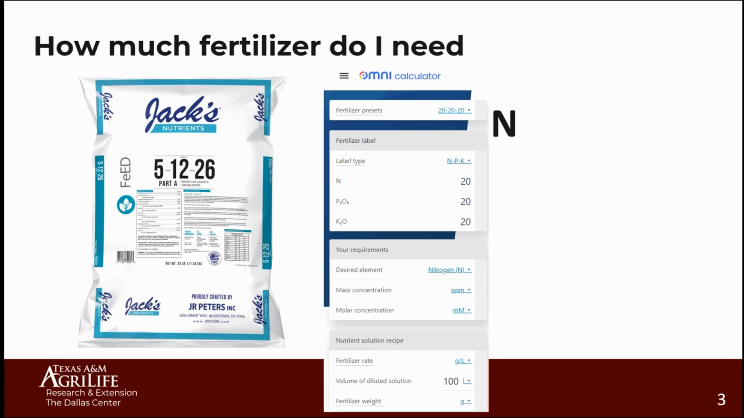It's a water-soluble fertilizer calculator, and Alexis will share the link of this calculator. It's free and online. You can change the label type. Normally it's NPK, like what we see on the label, but you can also change it to, for example, calcium, sulfur, or magnesium, other nutrients here. So you can input what you have.